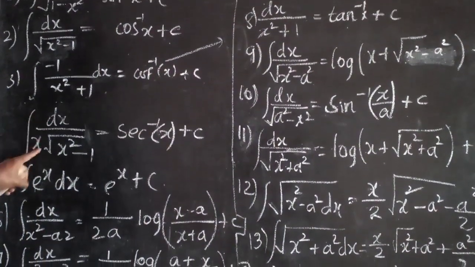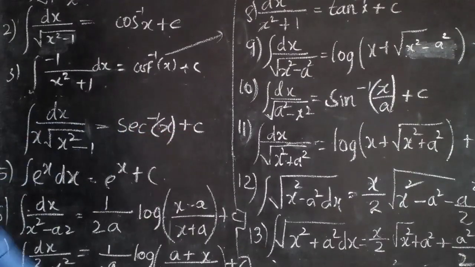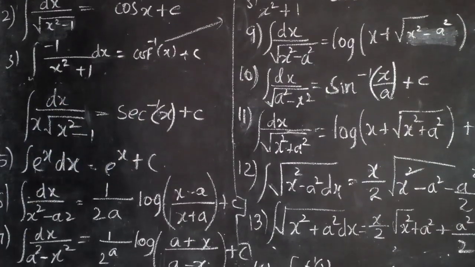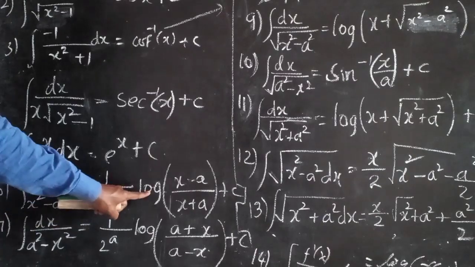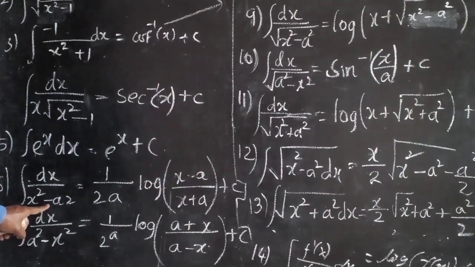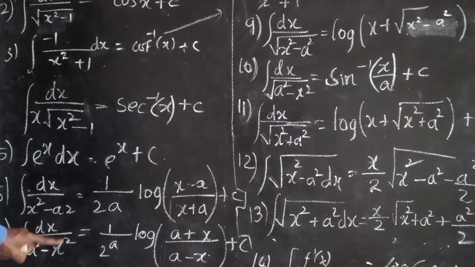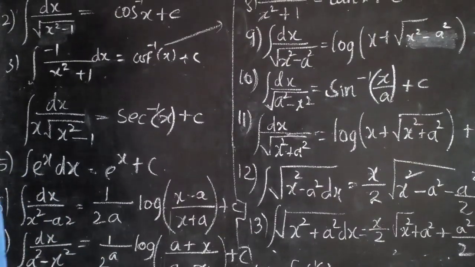Then integral of dx divided by x into root of x squared minus 1 is equal to secant inverse of x plus constant. So integral of e power x, நம்ம first videoல பார்த்துட்டோம். So integral of dx divided by x squared minus a squared is equal to 1 by 2a log of x minus a by x plus a. Integral of dx divided by a squared minus x squared, இது மாறி வரும்போது மேல பிளஸ் வரும். That is 1 by 2a log of a plus x by a minus x.